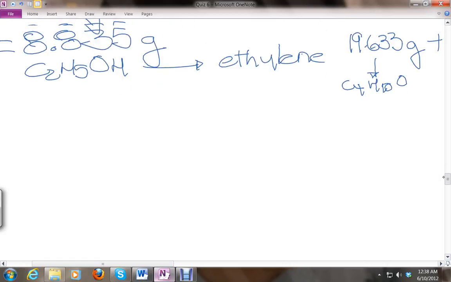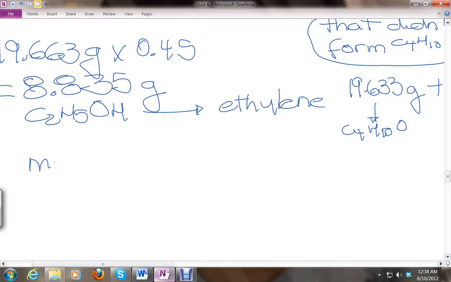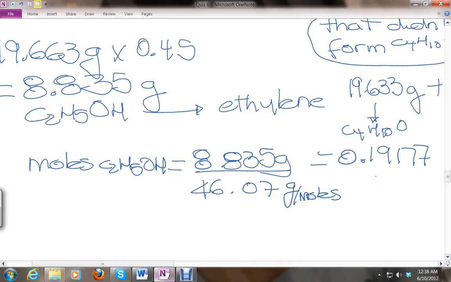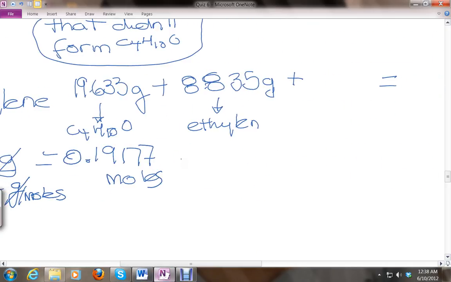So that means that the grams of ethanol, we have to convert it to moles. So the moles of ethanol that reacted to form ethylene is going to be 8.835 grams divided by the molar mass of ethanol, 46.07 grams per mole. And that gives me 0.19177 moles of ethanol, which is going to be the same as the moles of ethylene.